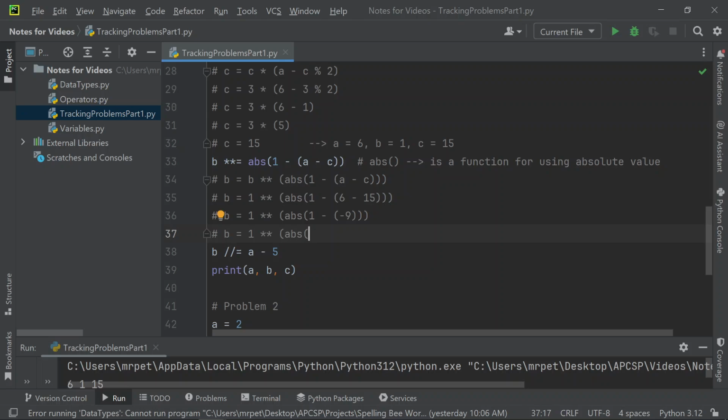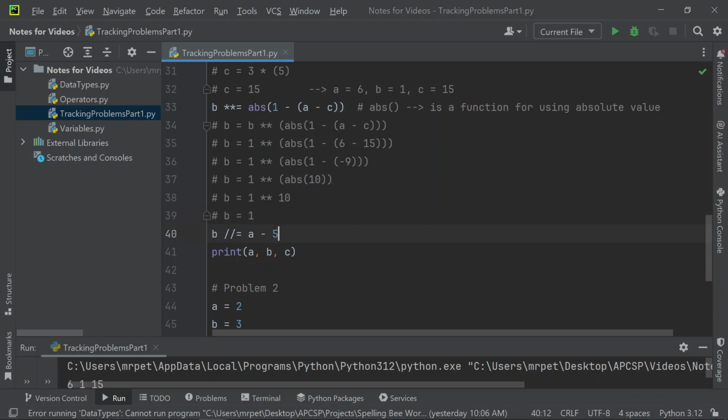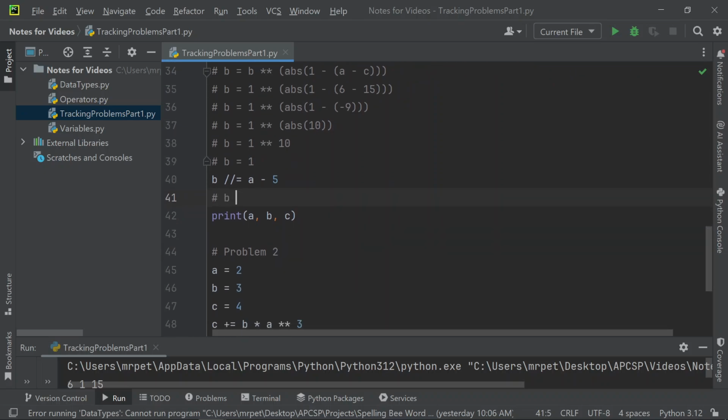All right, now we can do this inner part. 1 minus minus 9 is 10. Okay. Absolute value of 10, well, it's actually already positive, so it just remains positive. So now B is 1 raised to the 10th power, that's just 1. All right, so B actually didn't change. It was 1, and after all that, it's still 1. All right, I guess we could have known that ahead of time because 1 raised to any power is going to be 1, but that's all right.